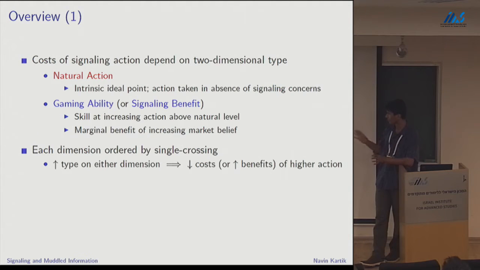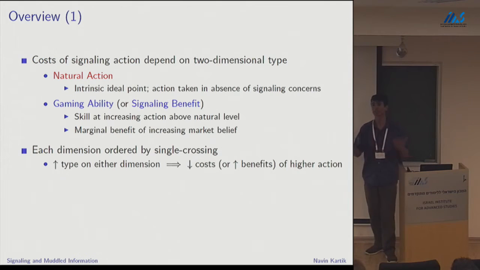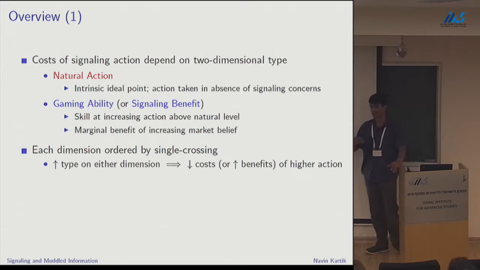So here's just an overview of where I'm going, and then I'll jump into the formalism. The model I want to talk about is going to have multiple dimensions that affect an agent's cost of signaling. There's going to be one dimension that I'm going to call the natural action. You should think of this as the intrinsic ideal point, or the action that the agent would take in the absence of any direct signaling concerns. If they didn't try to affect the market's belief about their type, what is the signal that they would generate? In the context of the SAT, this would be: if you didn't study specifically for the SAT, what is the score you would get by taking it? And there's going to be heterogeneity naturally on that.